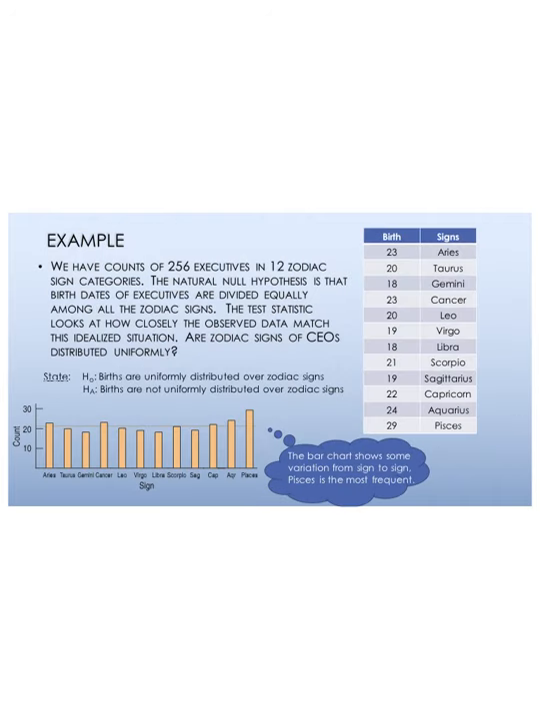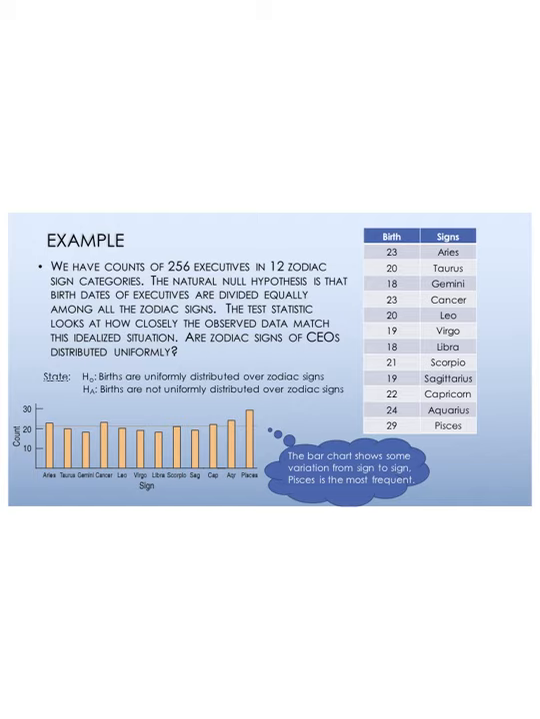So back to our example, we have counts of 256 executives in 12 zodiac sign categories. The natural null hypothesis is that birth dates of executives are divided equally among all zodiac signs. The test statistic looks at how closely the observed data match this idealized situation. Are zodiac signs of CEOs distributed uniformly?